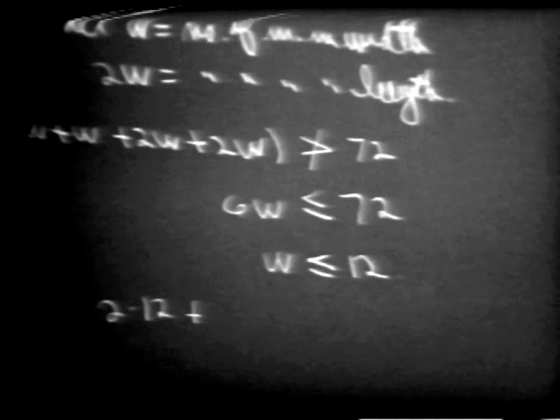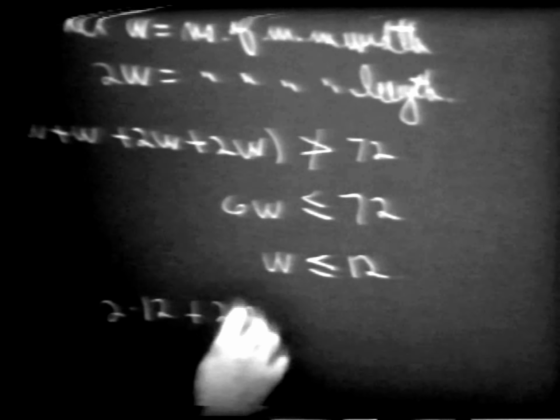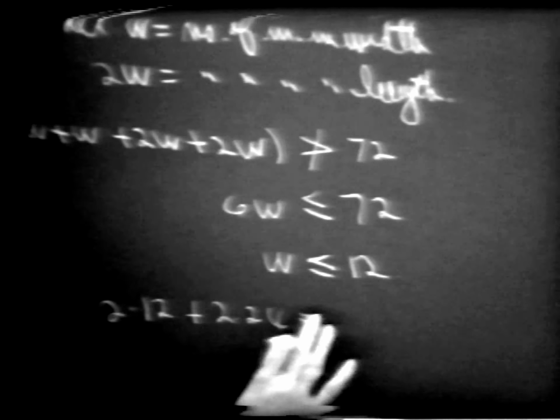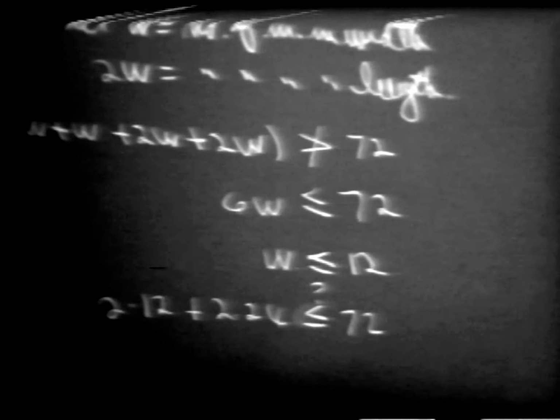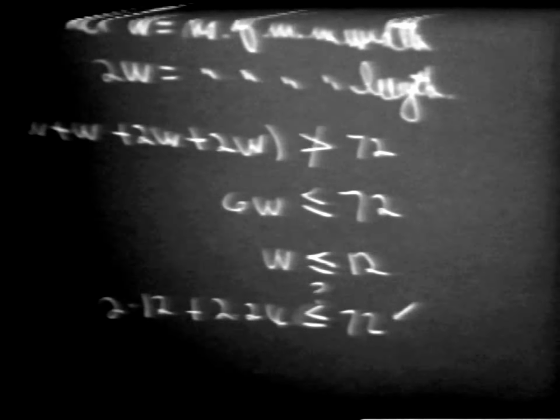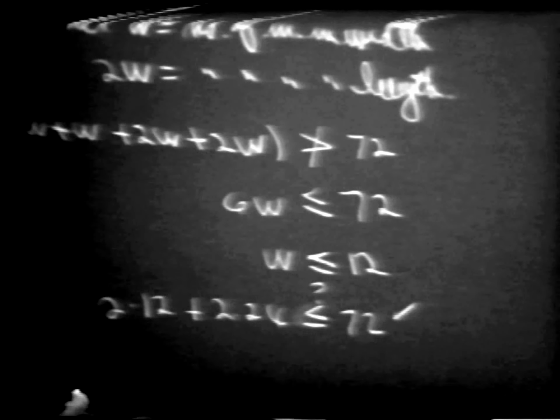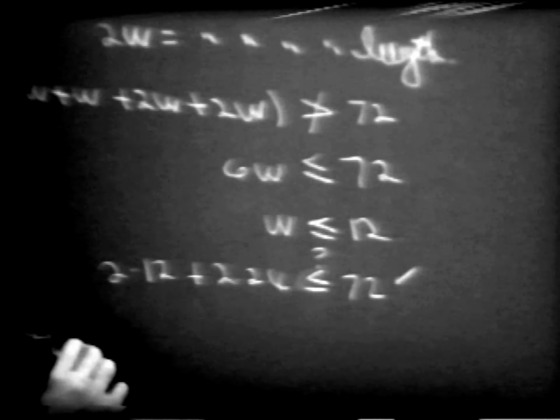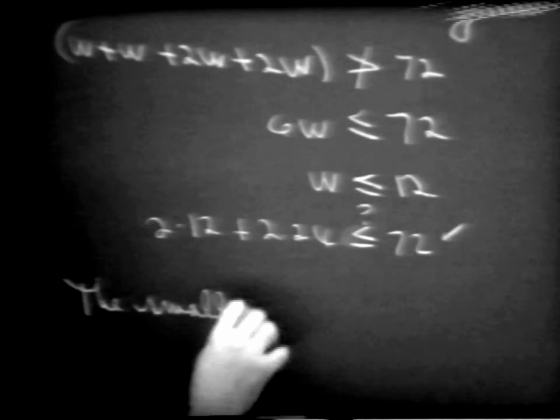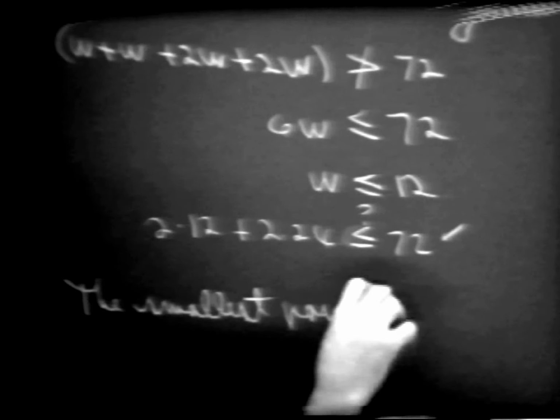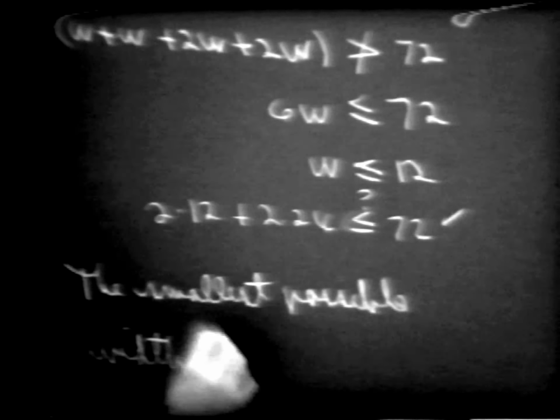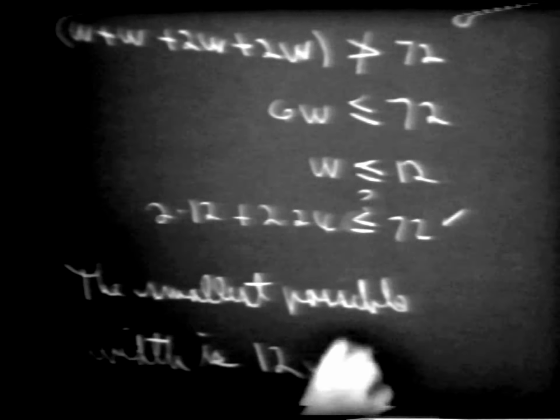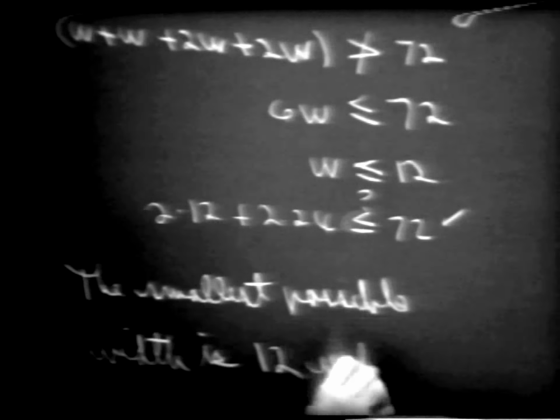Twice 12, which is 24, and we have 2 times 24, and the question is, is this number less than or equal to 72? Or in fact, is it equal to 72? I think you'll all agree that this is yes, and hence our conclusion is that the smallest possible width is what? 12 inches. Is that right? Okay. Again, we have our 5-step procedure that we went through in this case.